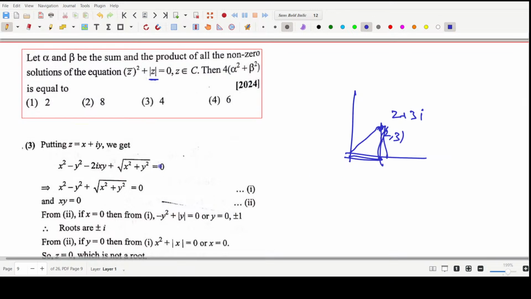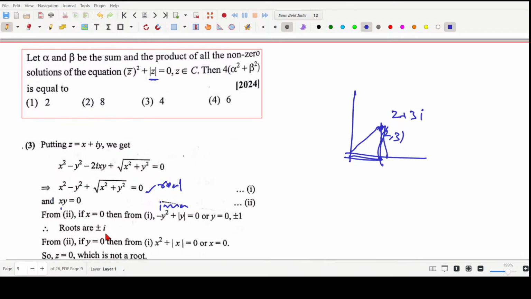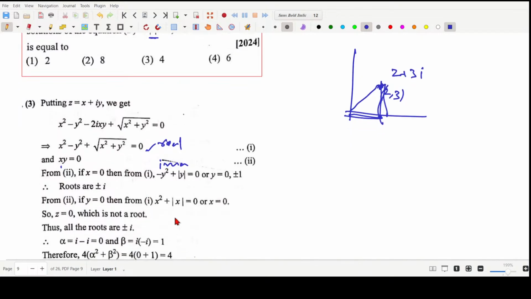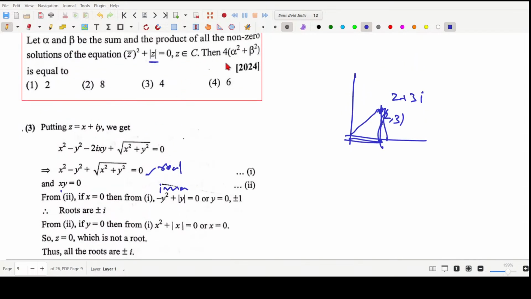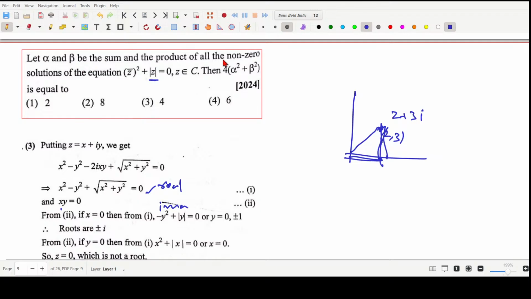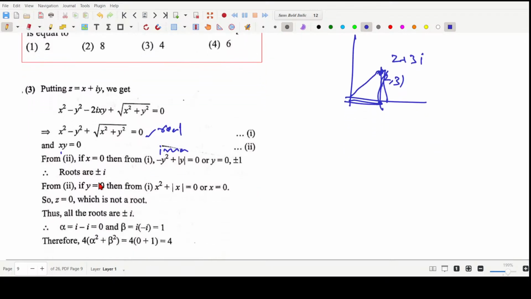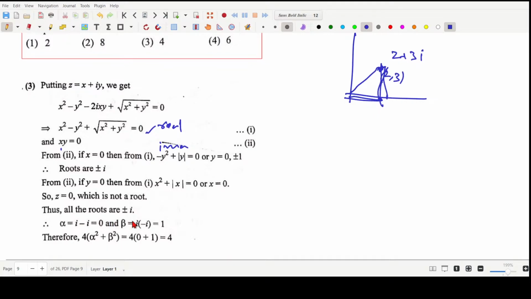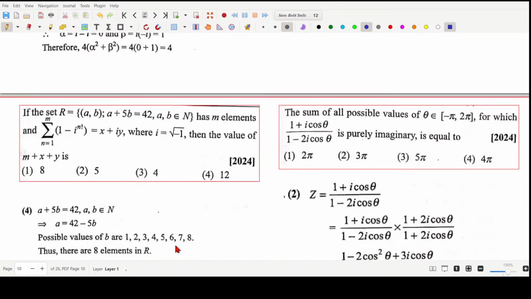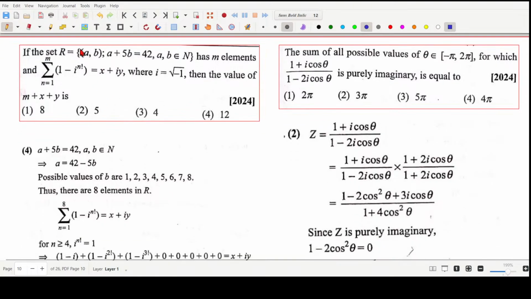Understood. So you are getting this one should be equal to 0, this means real equals 0. This is real equals 0. This is imaginary equals 0. Two equations, two unknowns. We'll solve both and figure out what exactly is x and what exactly is y. You'll get all the roots. What exactly is saying, alpha and beta are the sum and product of the non-zero roots. You are getting two roots basically, plus or minus i, sum is 0, product is 1. So 4 into alpha square plus beta square. Understood? Okay, this one: a plus 5b equals 42, where a and b are natural numbers.